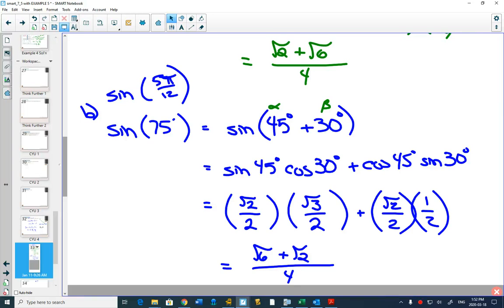Yes, for sine and cos. If you go to tan, you'll have root 3's in there.